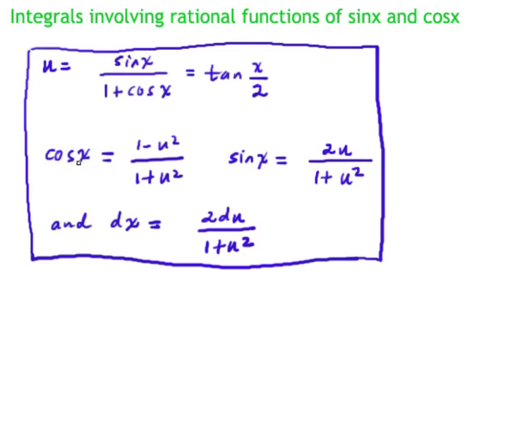So we're going to put cosine x in our integral equal to this expression, put sine x equal to this, put dx equal to this, and end up with some rational function of u that we can hopefully integrate. We'll go straight to an example, and after we do one example, we'll explain this technique. Let's look at this first example: the integral of 1 over 1 plus sine theta plus cos theta.